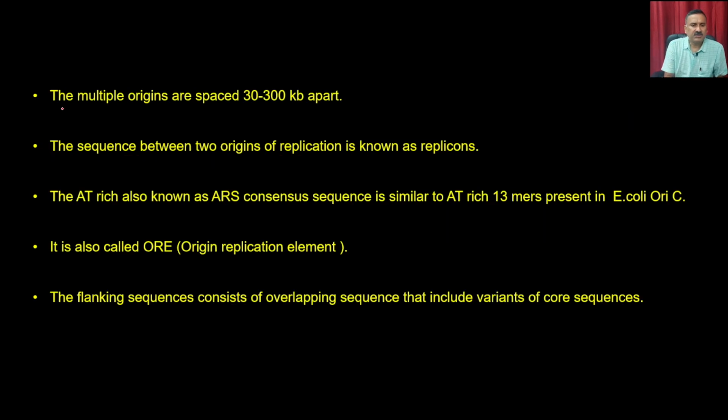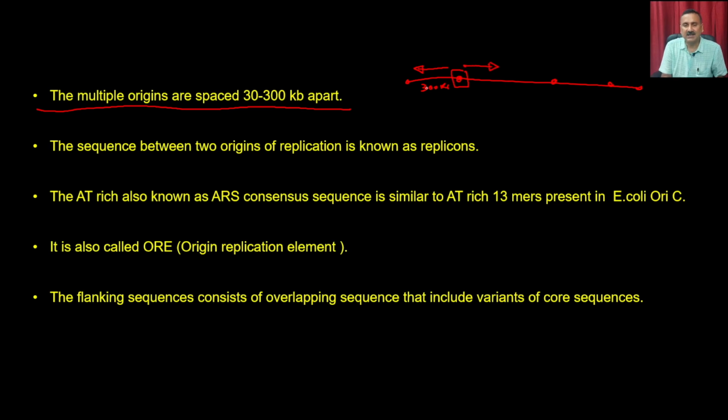The multiple origins of replication are spaced about 300 kb apart. For example, if you have a DNA, you are going to have multiple origins of replication, all around 300 kb apart. From a particular origin of replication, one fork will run in this direction and another fork will run in the other direction, and that is how it completes the replication or duplication of this amount of DNA.